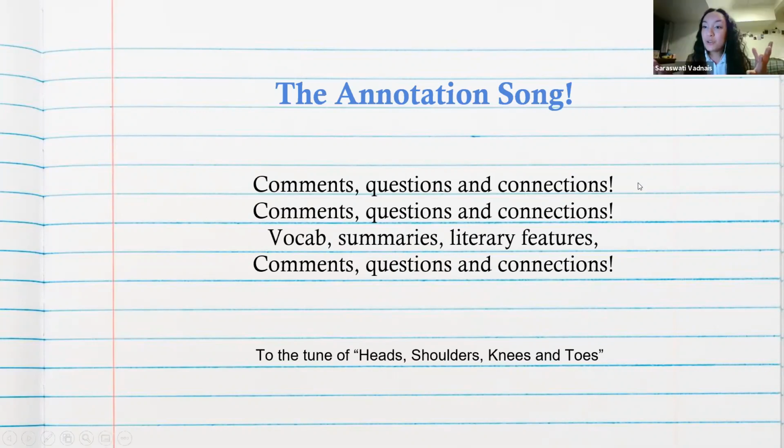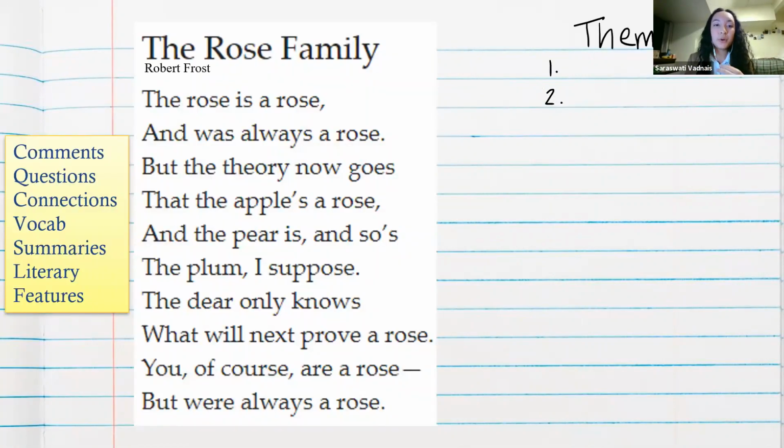Fantastic. Okay, so now that we've got that down, we're ready to start annotating something together. So I asked you to read this poem before coming to class. Does anyone want to read it out loud? Go ahead, Stuart.